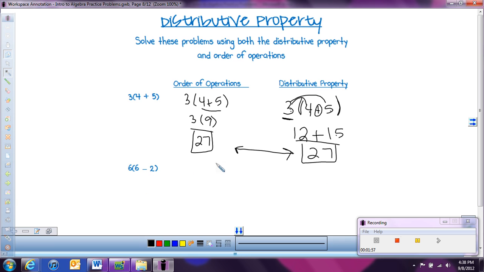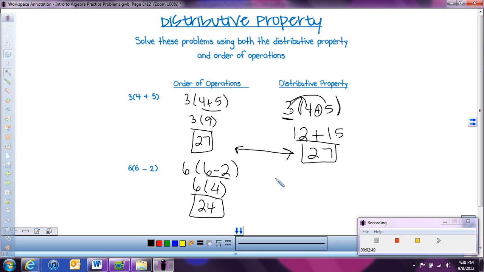We're going to try another one down here. First we're going to solve it using order of operations, so we know what our answer is going to end up being. Starting in the parentheses, we have 6 minus 2, which is 4. And then we still have 6 times 4, which is 24. So we're going to end up with an answer of 24 this time.